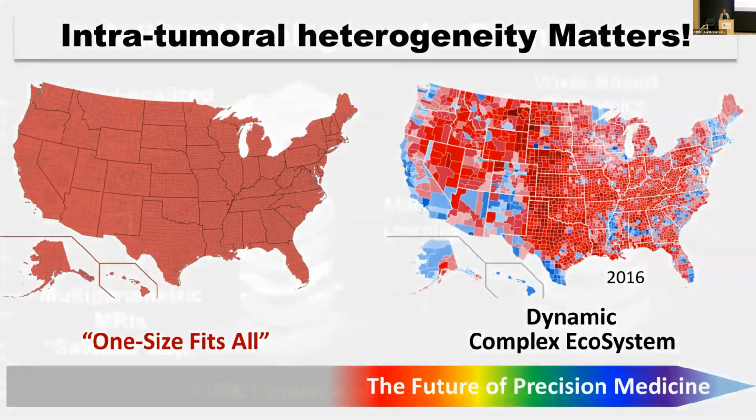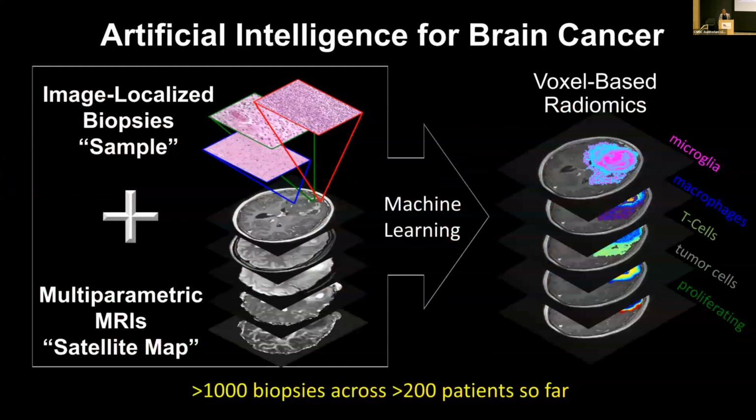So the idea that we've really leveraged over the last couple of years has been to use lots of image-localized biopsies and build a consortium of that set of information, and collect those together to fuse multi-parametric MRI into predictions of that biological heterogeneity, not unlike what we just heard about for the upfront setting for understanding macrophages, which I show you here.